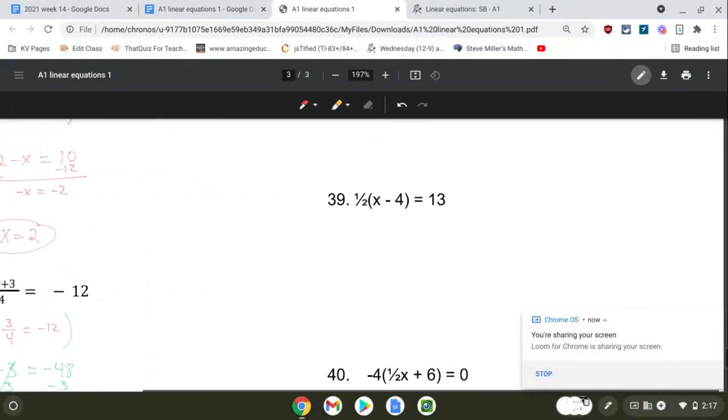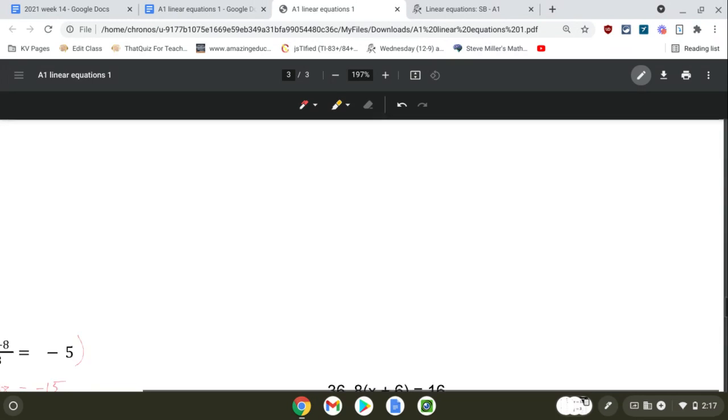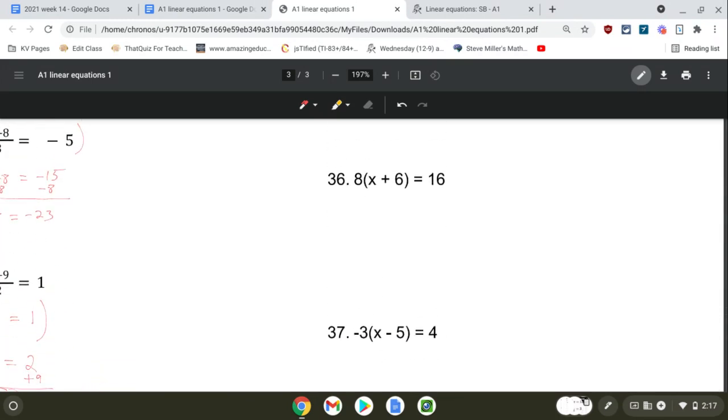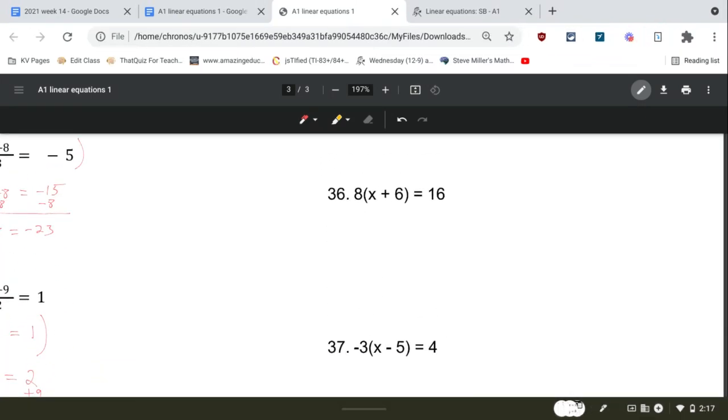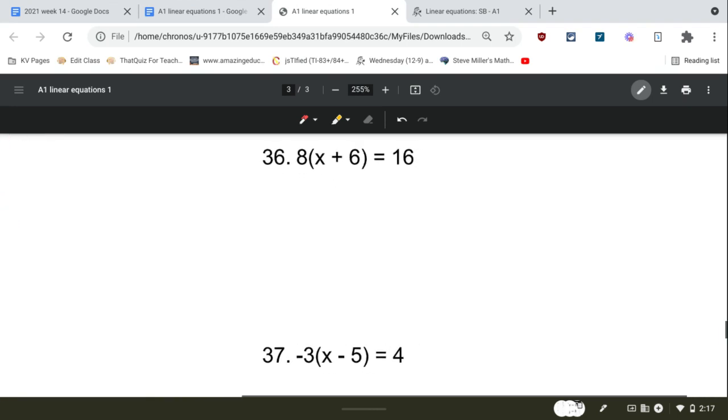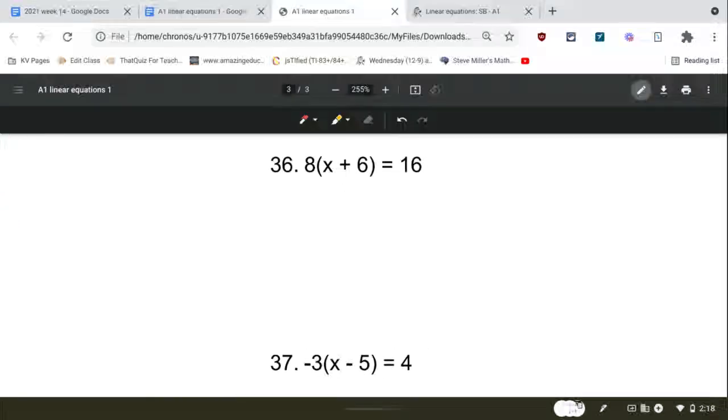All right, last set here. All right, so number 36. A couple of ways you could solve this one. The first way is I'm just going to distribute the 8 inside. So that's going to leave me with 8x plus 8 times 6, which is 48, equals 16.